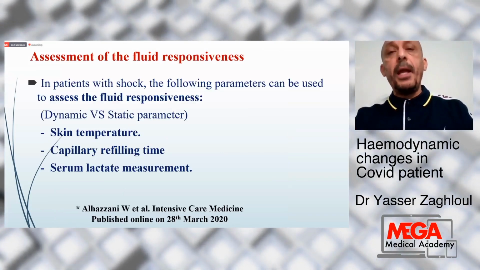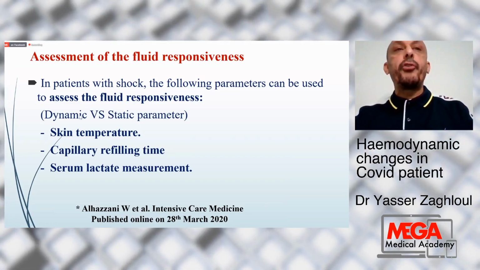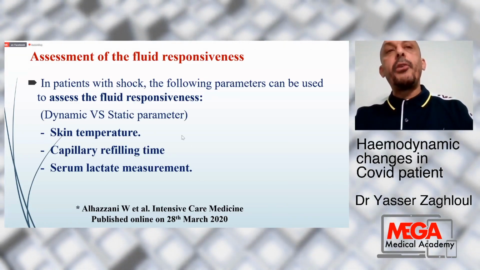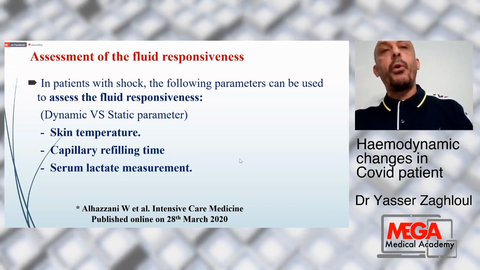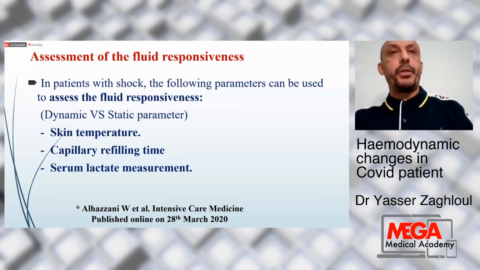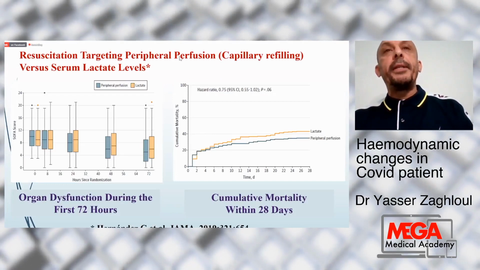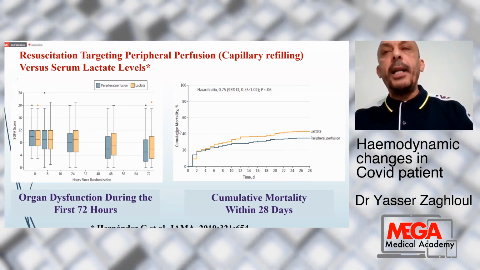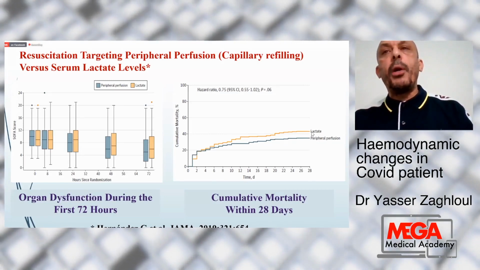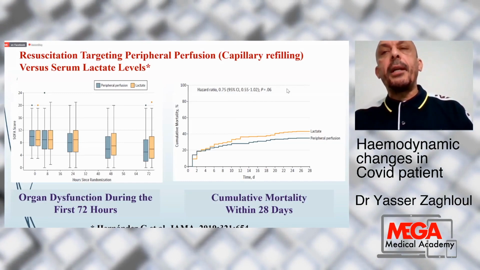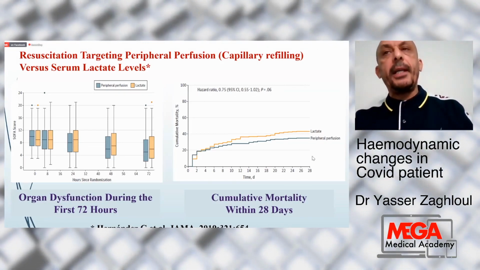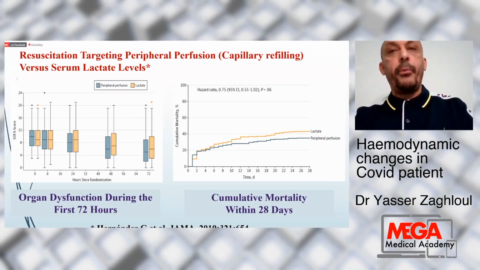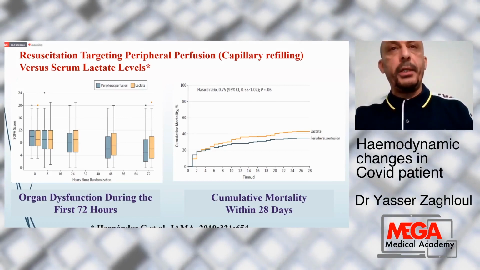How to assess the fluid response? According to the Surviving Sepsis Campaign, you should use dynamic, not static parameters, like skin temperature, capillary refilling time, and serum lactate measurement. And as you see, this is something very simple, can be done in most of the centers, even with limited resources. We will compare here between the capillary refilling and the lactate clearance. After about 28 days, they found that the mortality is very close together. Lactate is around 41%, peripheral perfusion by capillary refilling is around 38%. So if you are using capillary refilling as a target for fluid resuscitation, it is very close to lactate, if you don't have lactate available, or it may be difficult to do it very frequently in your hospital.